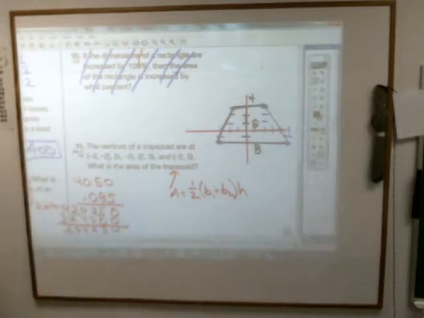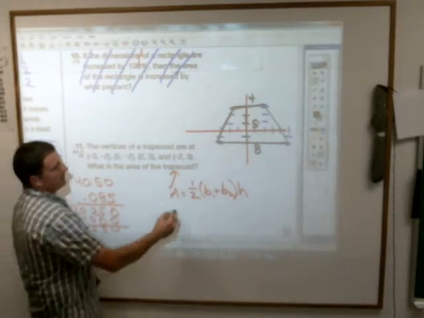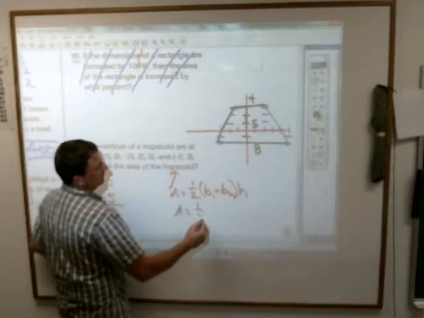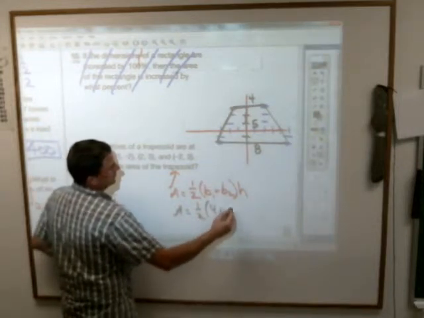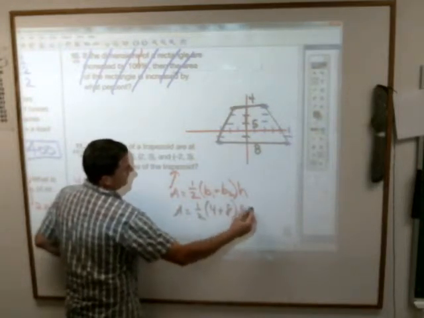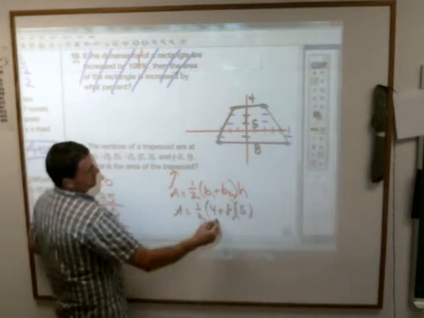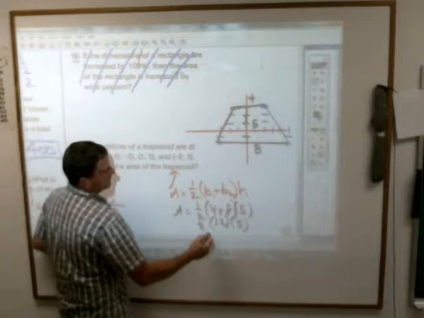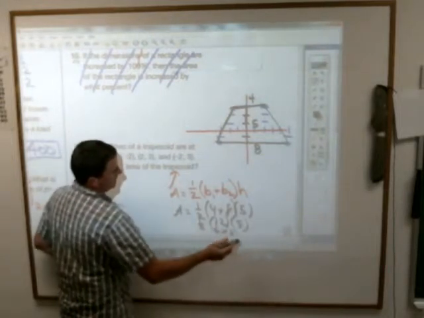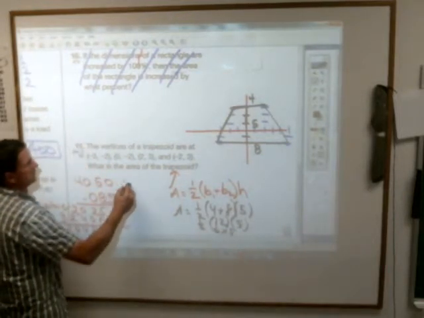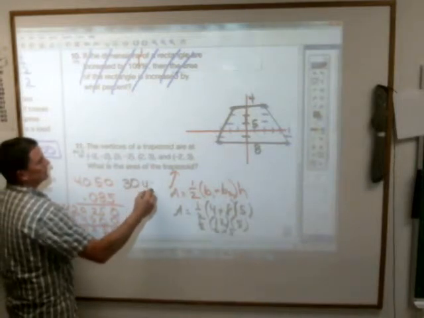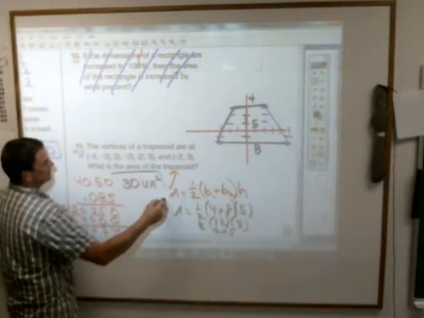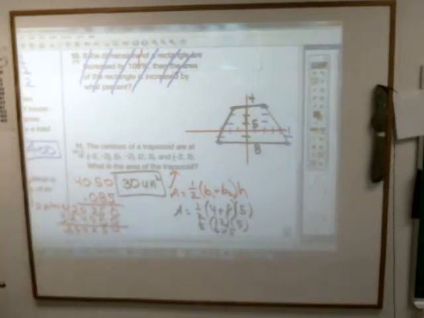I don't have them there, so filling in the blanks, area equals 1/2 of 4 plus 8 times 5. Half of 12 times 5 is 6 times 5, and hopefully the answer was 30 units squared. Did I get it right?